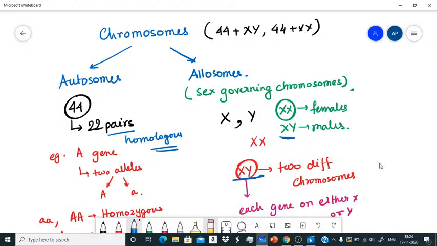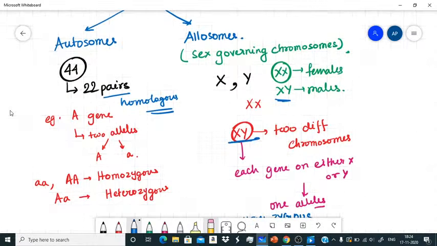Now, if the gene has two different alleles, capital A and small a, then the capital A capital A or small a small a arrangements will be known as homozygous, whereas the capital A small a arrangement will be known as heterozygous. This much we have already learned about autosomes, right?